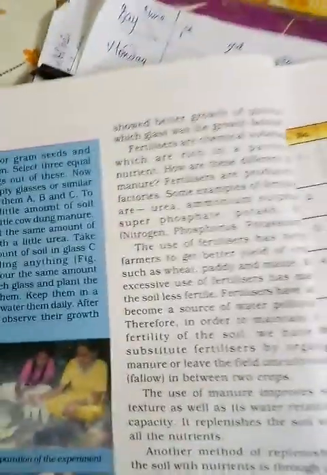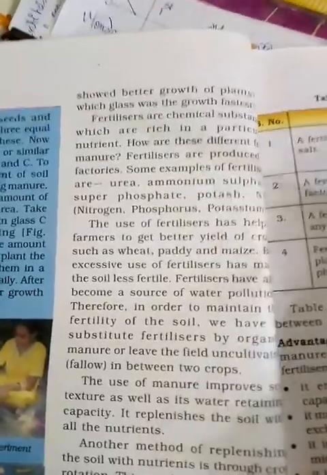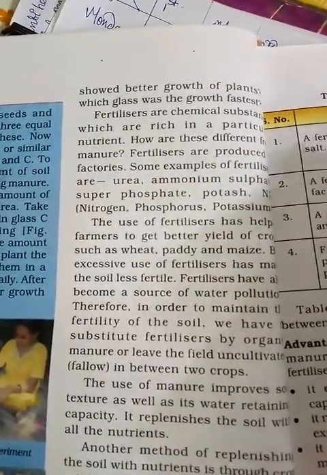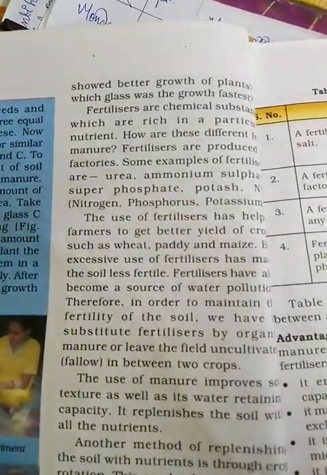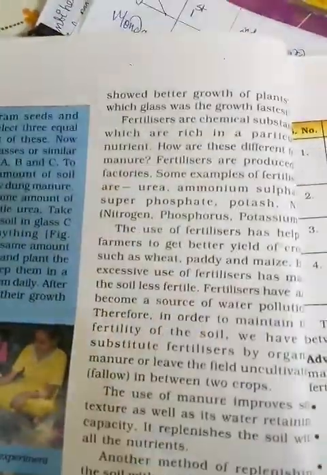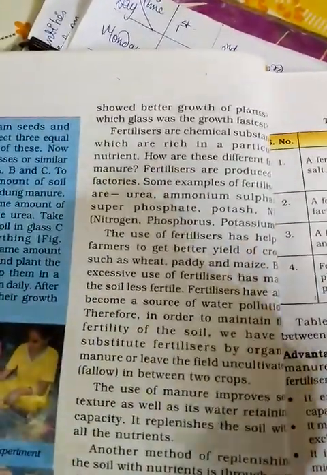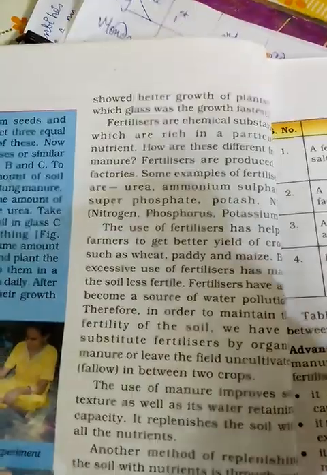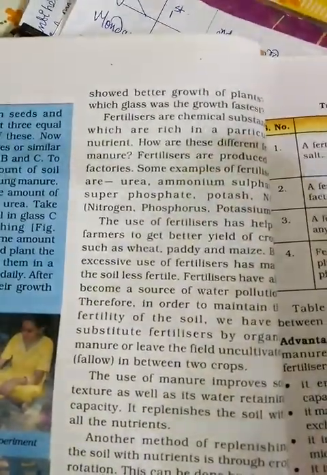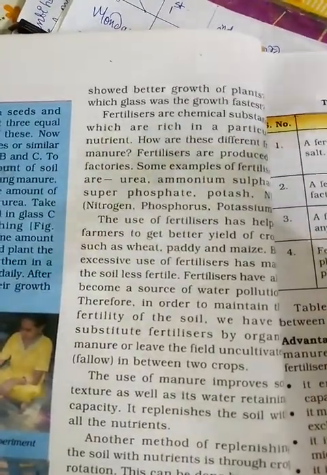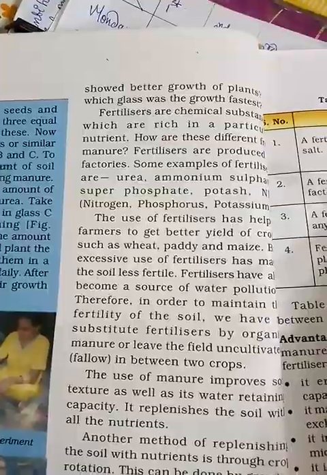But nowadays, in order to have rapid growth of crops, farmers use fertilizers. Fertilizers are chemical substances which are rich in particular types of nutrients. Some common examples of these fertilizers are urea, ammonium sulfate, potash, and so on. The benefit that the farmers obtain is a better yield of crops, for example, wheat, paddy, and maize.